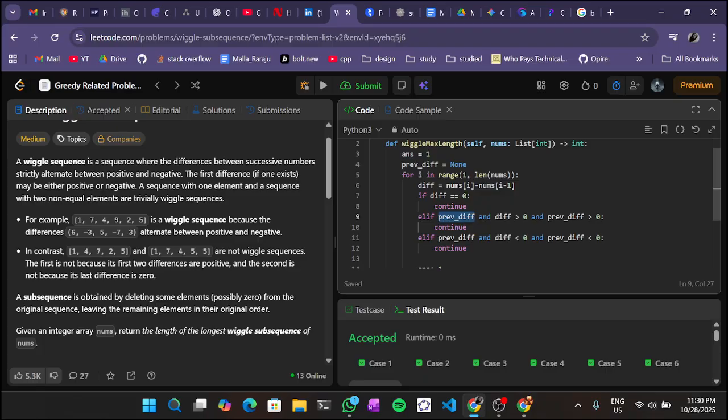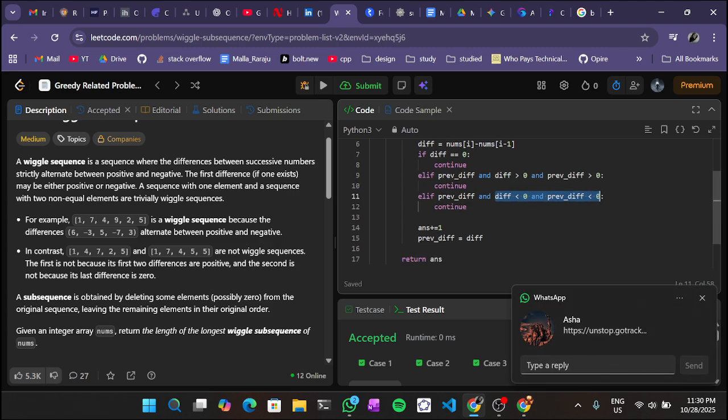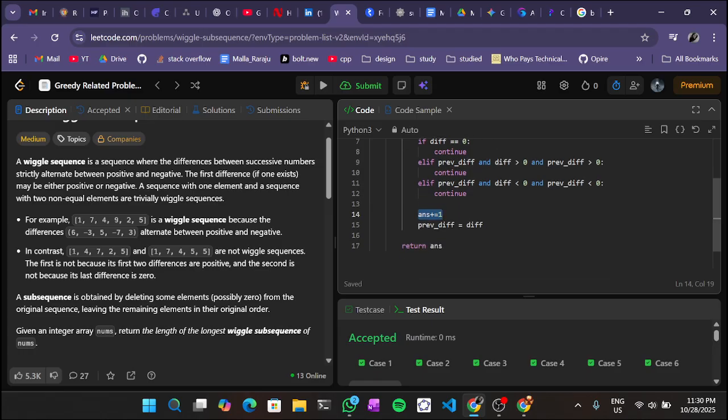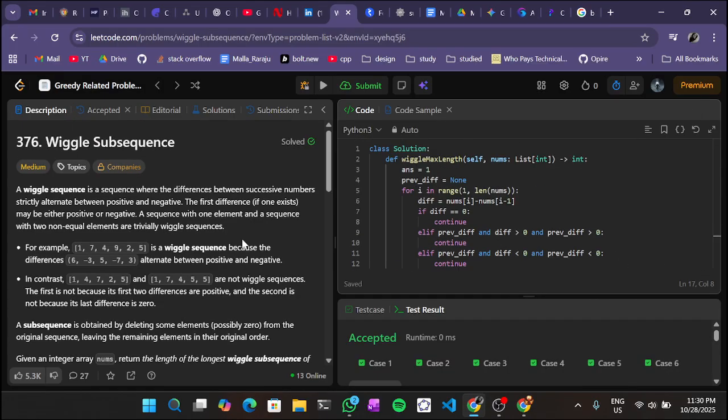And if the previous difference exists, then we will continue to check if both are positive or both are negative. If current difference and previous difference are both positive, then we will ignore that and continue. Or if both are negative, we'll ignore that and continue. And if every test is passed, then we'll increment the answer and we update the previous difference and we'll finally return the answer here. I hope you guys understood the intuition.